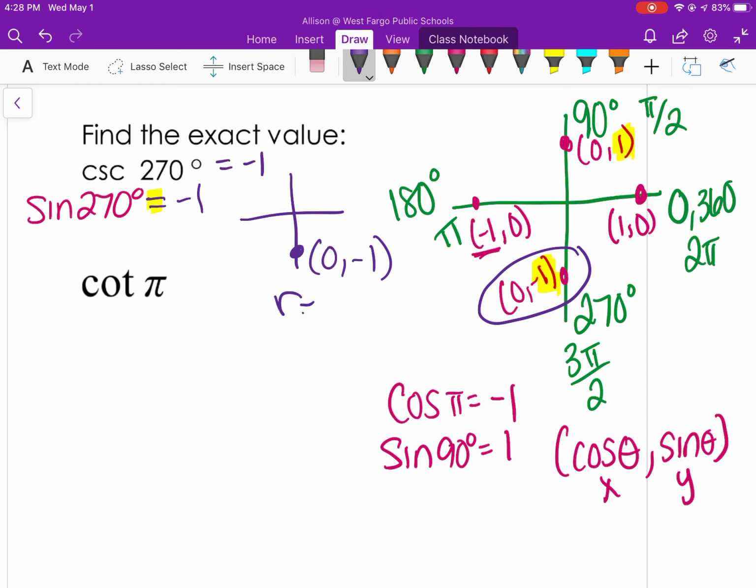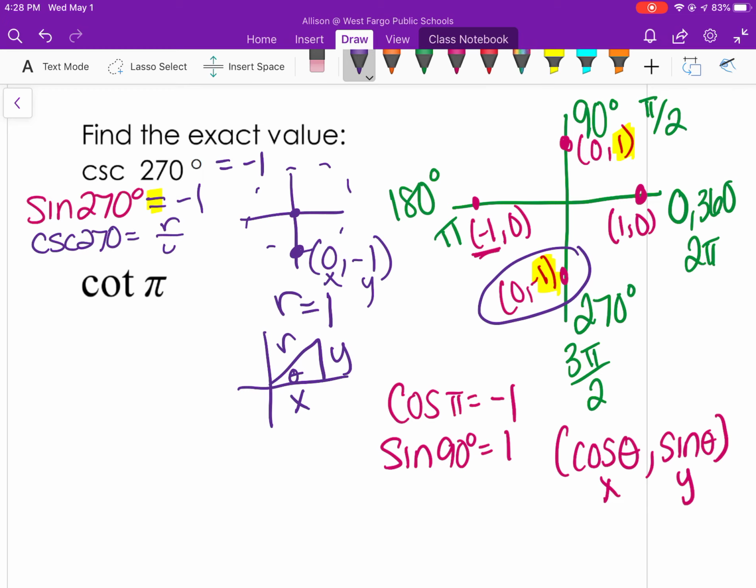And that means that you have a radius, your unit circle, your radius is 1. You picked 1 point away from the origin. And then you have x, y, and r. And then you get those ratios from this triangle. X, y, r, here's your theta. So cosecant would be r over y. Or cosecant of 270 would be r over y, which is r is 1, y is -1, so the cosecant is -1.